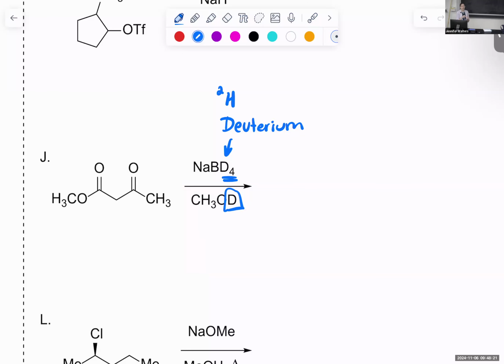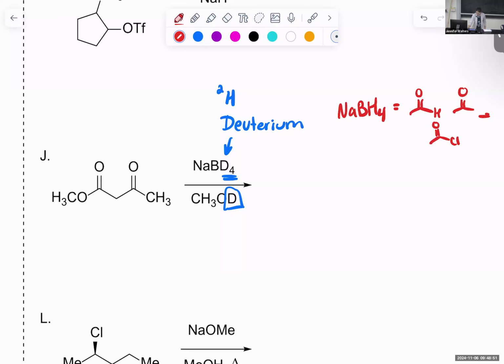Sodium borohydride can only reduce aldehydes, ketones, and acid halides. It doesn't work for our other higher oxidation states. It doesn't work for the ester, it doesn't work for carboxylic acid. It can't reduce those. So sodium borohydride is only going to work for your aldehydes, ketones, and acid halides. It turns those into alcohols. Those are the only starting materials that work.